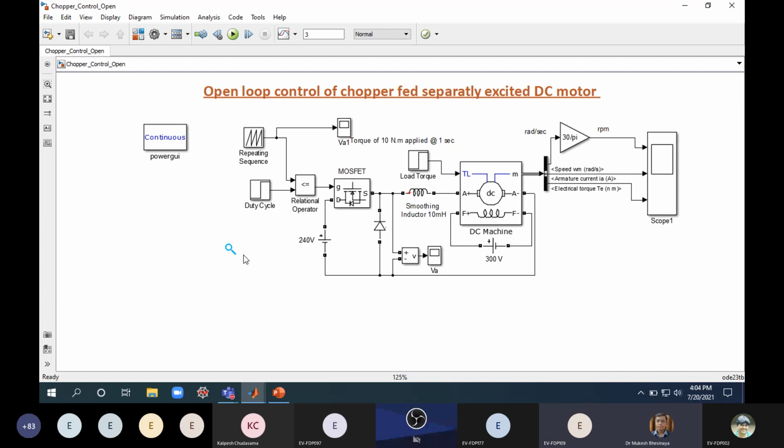Good. Here we are doing it in a simulation, and we give the fixed DC voltage. Here this is open loop control, so our input is fixed, and that is in terms of a duty cycle. Okay, so it will run at a specific speed only.